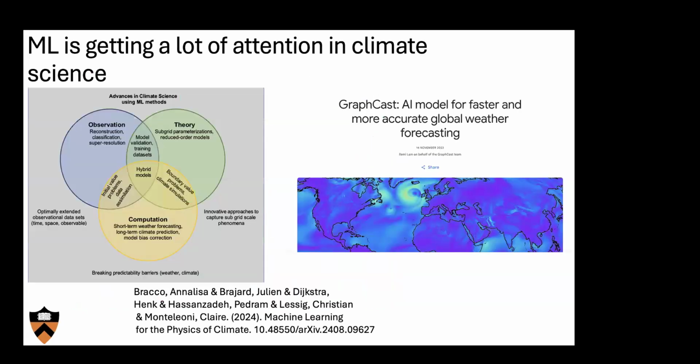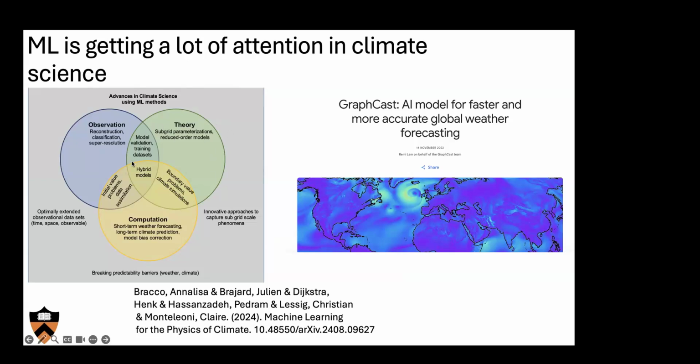This is a brief overview of how machine learning is getting some attention in climate science. There are three big areas where this is happening. One is the reconstruction of observations. So with a map like the one I showed before, you take the available data directly and reconstruct the pattern from the region where you have the data.